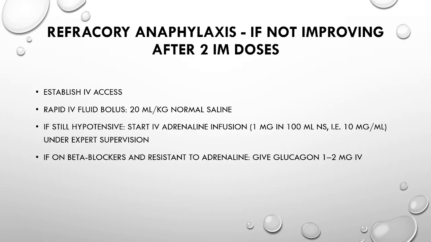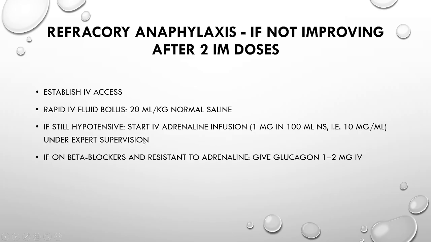When do we say anaphylaxis is refractory, not responding? After 2 IM doses of adrenaline are given and the symptoms are not improving, then it is refractory anaphylaxis. How will we treat it? We establish IV access with a cannula. An IV fluid bolus is given rapidly, 20 ml per kg normal saline. If still unresponsive, like hypotensive, then start an IV adrenaline infusion, 1 mg in 100 ml NS, which comes to 10 microgram per ml. Under expert supervision, you can start at about 1 ml per hour and increase accordingly.